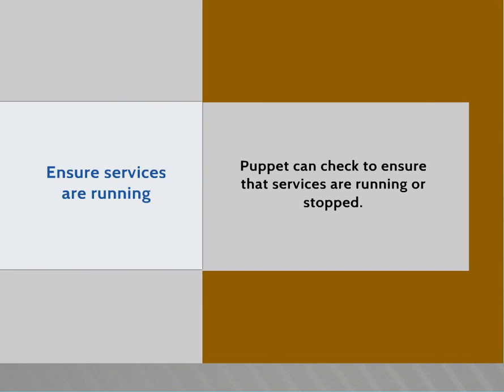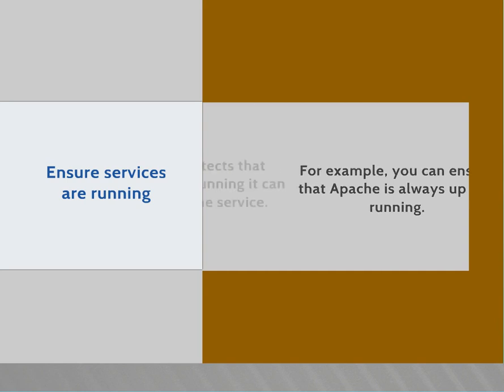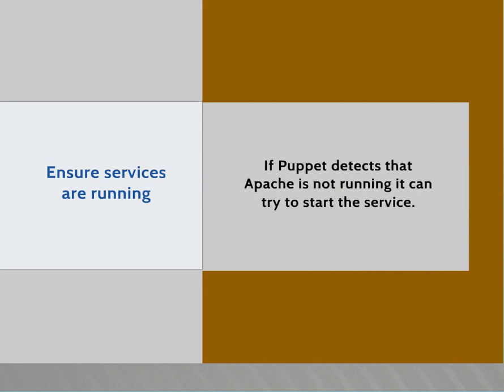Ensure services are running. Puppet can check to ensure that services are running or stopped. For example, you can ensure that Apache is always up and running. If Puppet detects that Apache is not running, it can try to start the service.